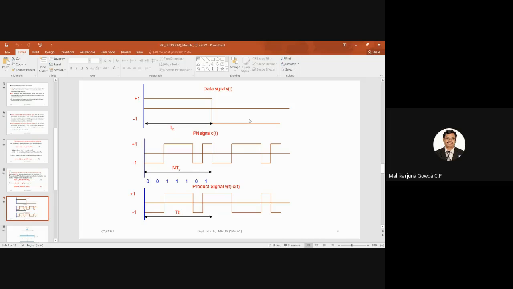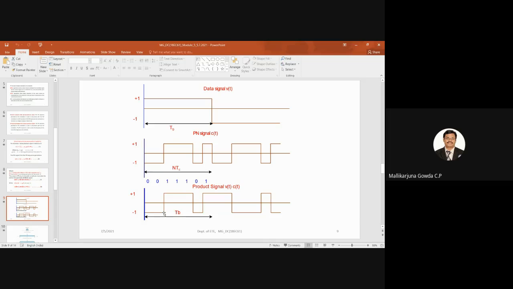So what I do, I need to multiply these two, right? When I multiply P of t and C of t, what do I get? See here, plus 1 is there, plus 1 is there. Here minus 1, minus 1. So plus 1 into minus 1, what do I get? Minus 1 only, right? That is what is written, minus 1. Next also plus 1 and minus 1, so I get minus 1.